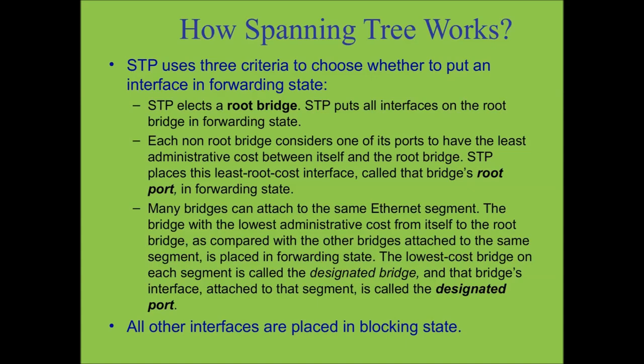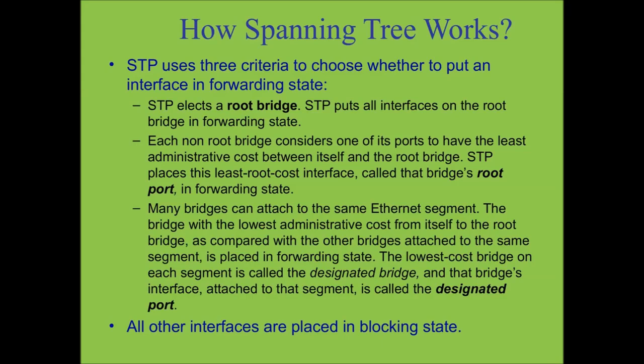How does spanning tree work? STP uses three criteria to choose whether to put an interface in forwarding state. Criteria number 1: STP elects a root bridge. STP puts all interfaces on the root bridge in the forwarding state. Let's suppose in any network we have 5 bridges, and among these 5 bridges, one bridge is the root bridge. Criteria number 2: each non-root bridge considers which of its ports has the least administrative cost between itself and the root bridge. STP places this least root cost interface, called that bridge's root port, in forwarding state.